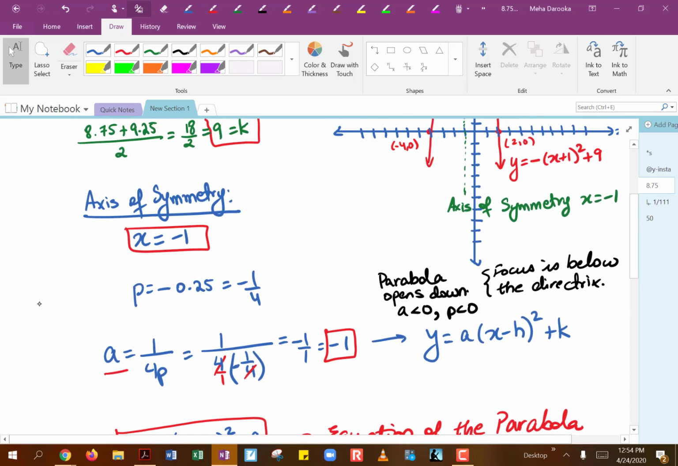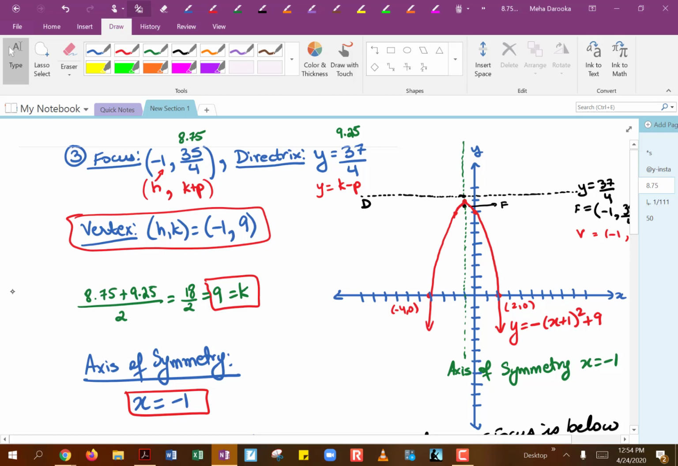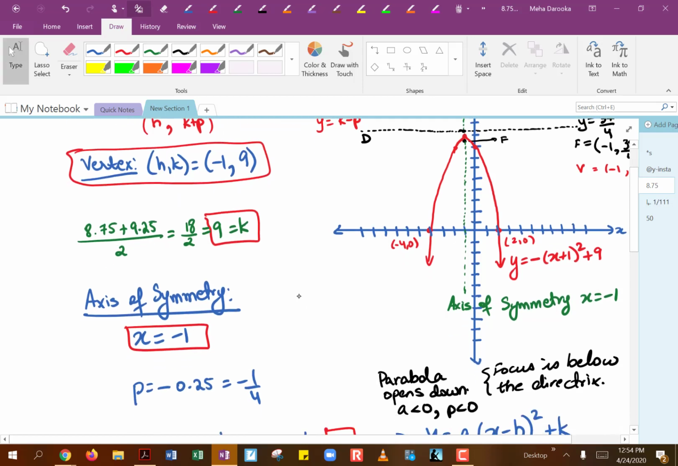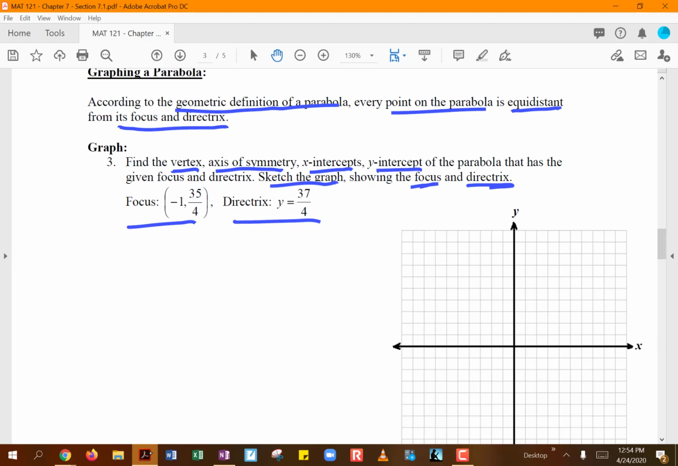Now, the one thing I do want to reiterate, since I forgot doing that also, is once we graph our directrix and our focus, we should have actually noticed it right away and I didn't even pay attention, but since the focus was below the directrix, that told us that our parabola was opening downwards. So that means our a and p, both of those values were going to be negative. Okay, so again, look through this example.